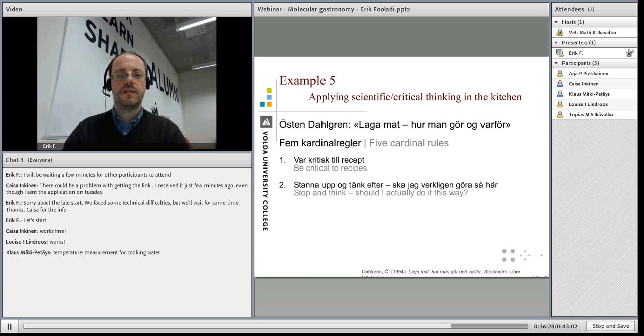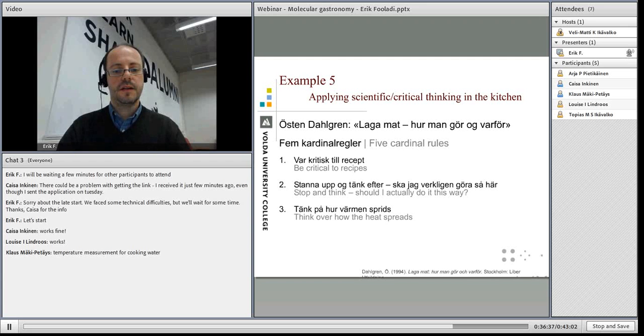This is a bit like logic, but still it's being reflective about what you're doing. Third is think of how the heat spreads. This has quite a lot to do with physics and chemistry, things like that. And it's also about analytical thinking.